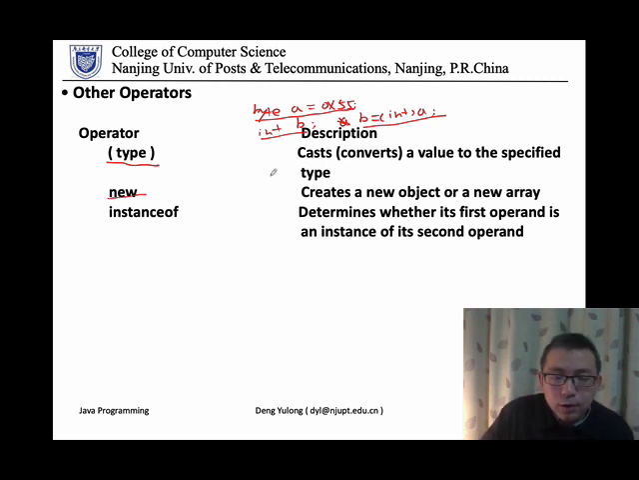And the operator new is used to create objects. In the statements, we create an object based on this blueprint, as you know, the prototype of a class. We create an object using the constructor, or use this operator. We'll talk about it in detail, more in the next chapter. And instanceof means whether the first operand is an instance of the second operand. It's a tool to check this relationship.